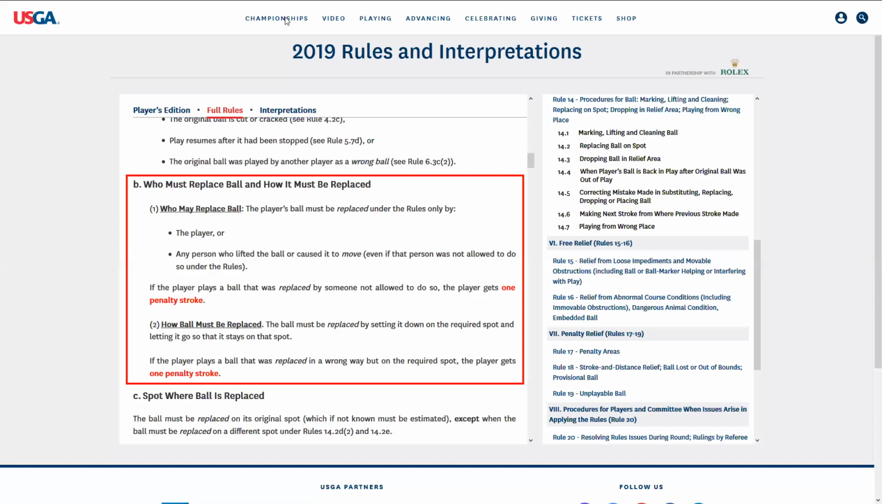So let's take some examples. The player hits his ball into the tall rough. The one that comes to my mind is the fourth hole at University Ridge.